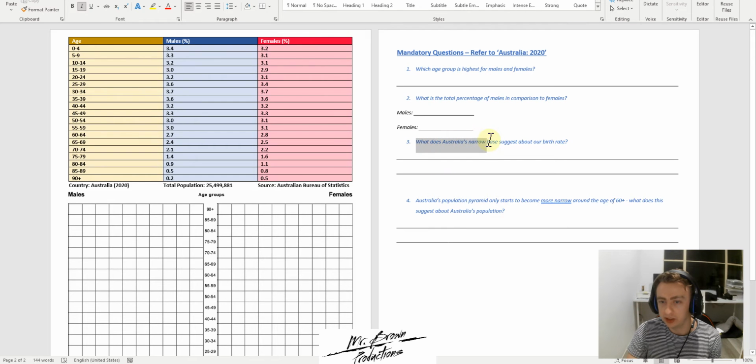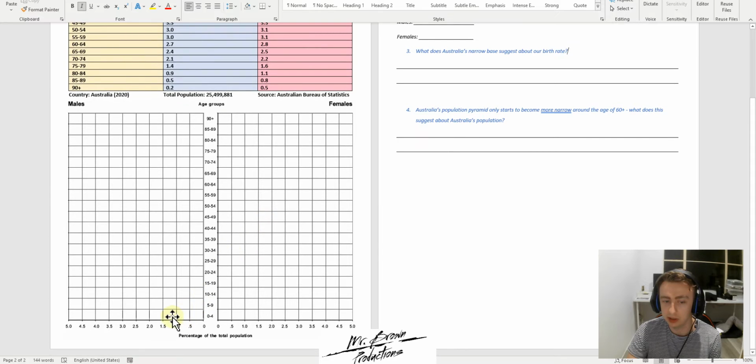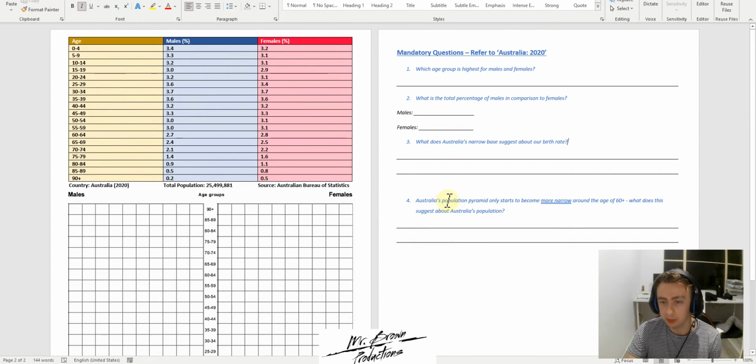So what does Australia's narrow base suggest about our birth rate? That's a little hint there that this should be quite a narrow base. Australia's population pyramid only starts to become more narrow around the age of 60 plus. What does this suggest about Australia's population? So again, trying to guess some trends, if we're living a lot longer, what is it that we're more likely to have? Is it better healthcare services, do you think? Do Australians earn more money? So things like that, I just want you to consider and think about when you write that.